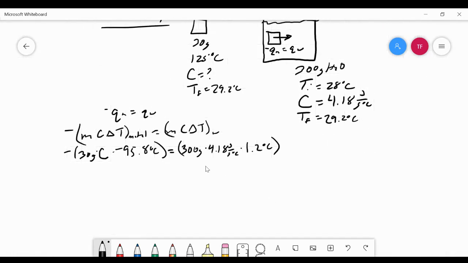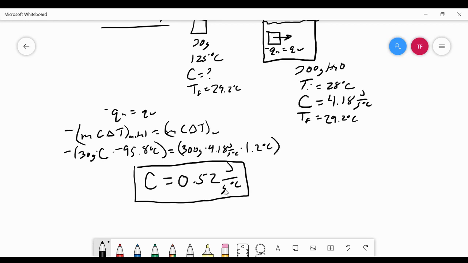So now we have everything we need to solve for the specific heat of the metal. We just need to do the algebra here, and that's what's important about calorimetry: the amount of heat that the water gains or loses is the amount of heat that your process gained or lost, just in the opposite direction. So we multiply everything on the right-hand side, 300 times 4.18 times 1.2, and divide all that by the left-hand side, divided by 30 and divided by 95.8. When you do that, you get a specific heat of this particular metal of 0.52 joules per gram degrees Celsius. This is our final answer, and that makes sense for a piece of metal because metals usually have specific heats less than 1. So this is a reasonable answer for our problem.